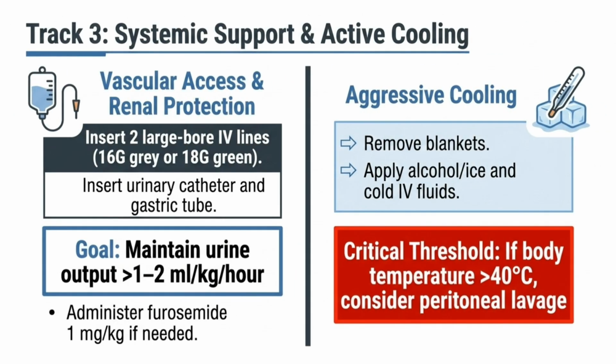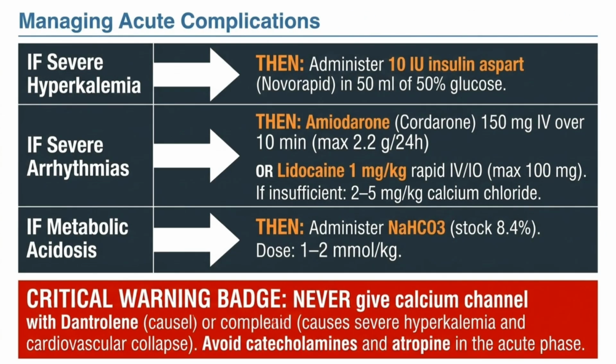Track 3 involves systemic support. Insert large bore IVs, a urinary catheter, and a gastric tube. Initiate aggressive cooling if the body temperature exceeds 40 degrees Celsius. Manage complications like hyperkalemia or arrhythmias with appropriate medical intervention, but remember the critical warning. Never administer calcium channel blockers, as they can cause cardiovascular collapse.